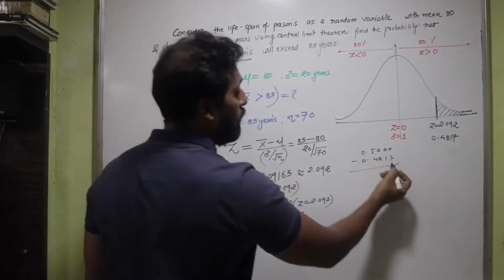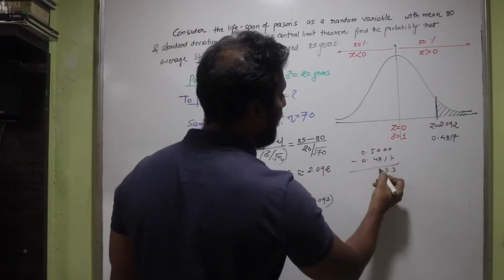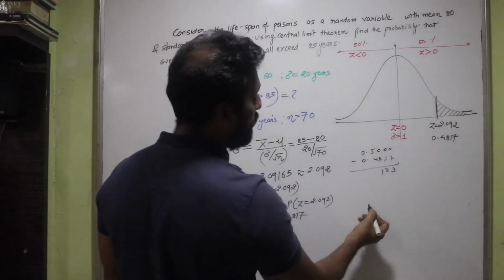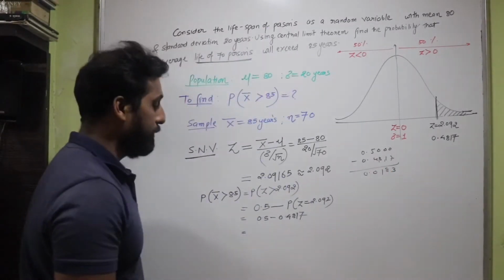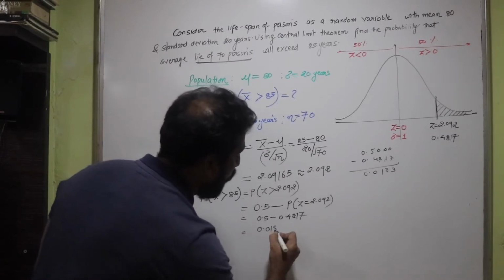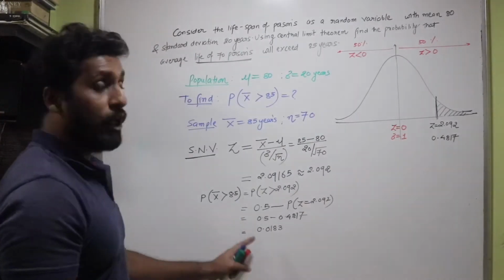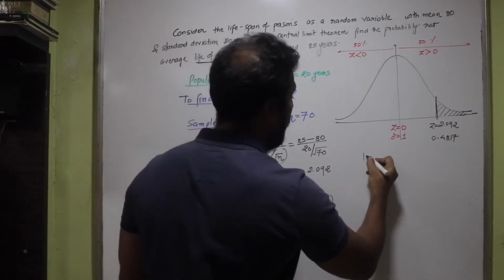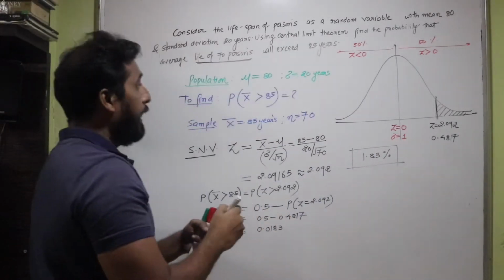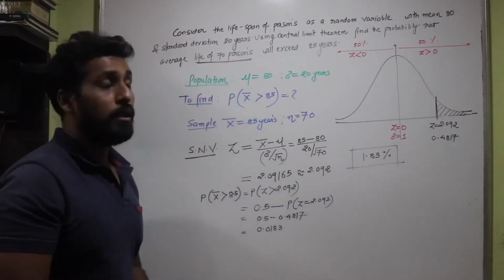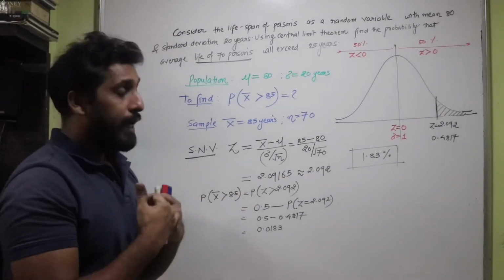So 10 minus 7, that's 3. Take a carry 1, so 10 minus 2, that becomes 8. Take a carry 1, again 1, here it is. And then again a carry 1 comes, so that's 0.0183. That means the value comes to 0.0183. So if you multiply this value by 100, you get 1.83%. So these many people are there in the sample of 70 persons which can have a life expectancy which is more than 85 years.